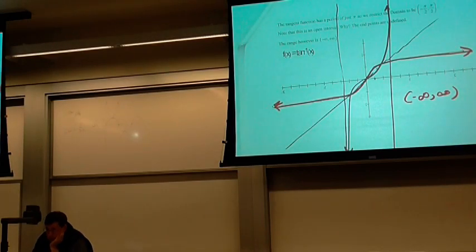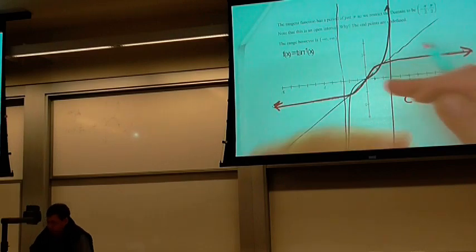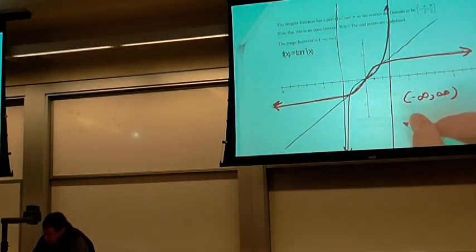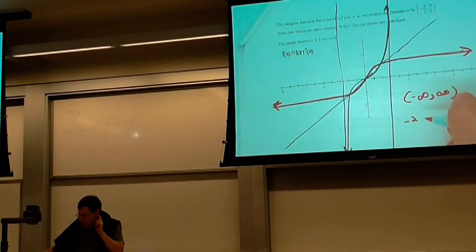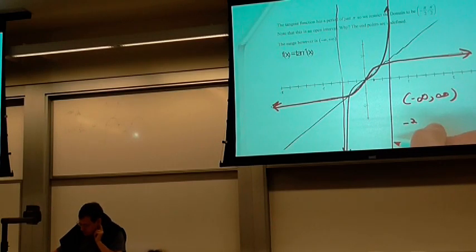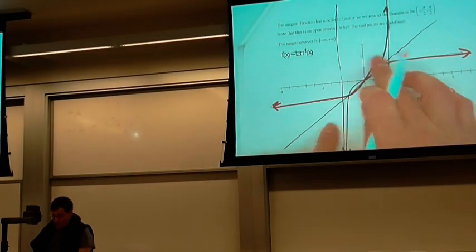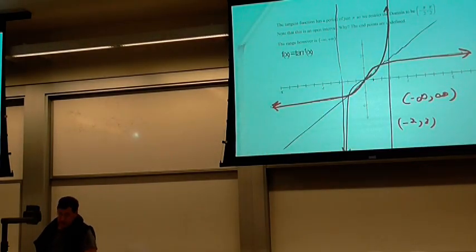Now, what is its range? What values does it go between? Negative pi over 2 to pi over 2. From negative pi over 2 until pi over 2. Well, it looks like that almost on this graph, but it's not.